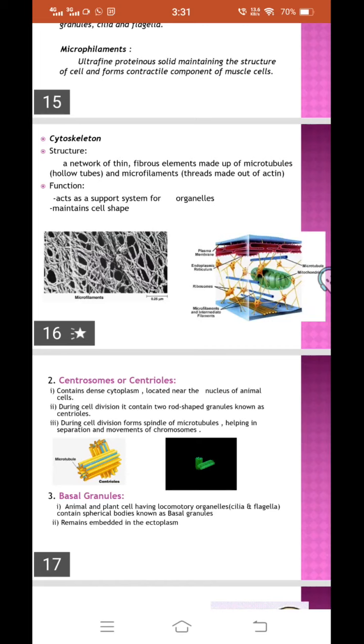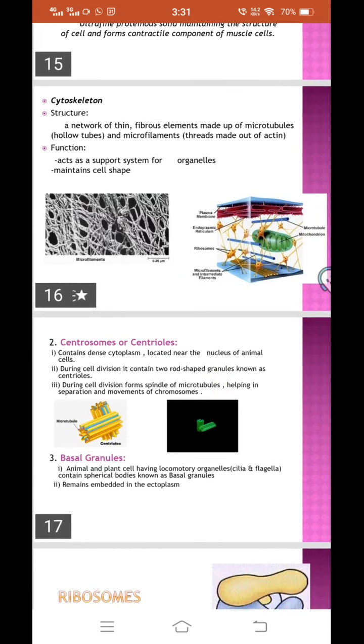Now in the next slide there is the structure of the microtubule. It is shown in the slide PPT. Okay, so there is a term that is the cytoskeleton. Now this cytoskeleton means it is a network of thin fibrous elements which is made up of microtubules. That is, microtubules हमारी क्या होती है? Hollow tubes होती हैं. And microfilaments क्या हो गए? Thread like structures. ठीक है, तो थ्रेड हमारा hollow नहीं होता और ट्यूब्स क्या होते हैं? That tube is hollow, that tube is empty.